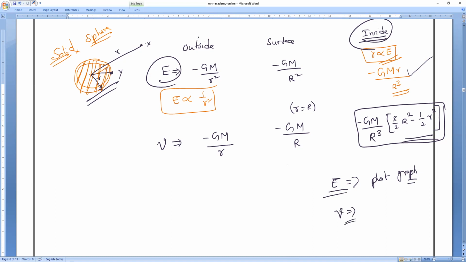What is the graph for the solid sphere? What is the graph for the hollow sphere? That is what you have to remember. Okay, everybody. So this is it. Tomorrow we'll study these derivations as well as how they are represented graphically.